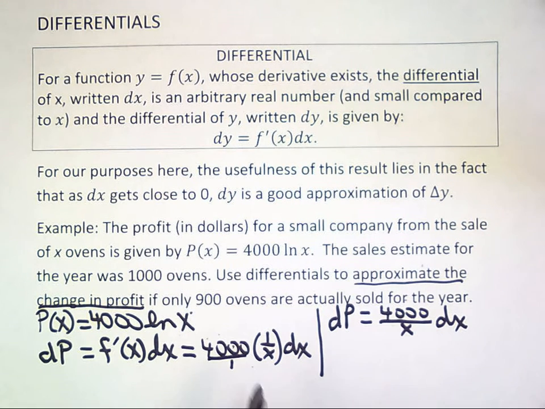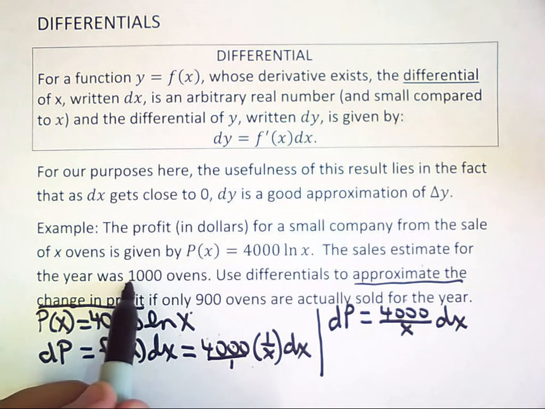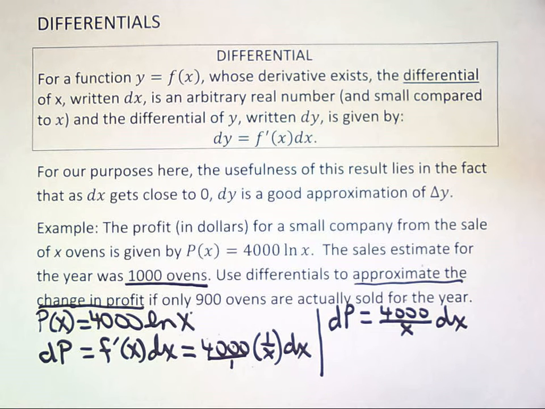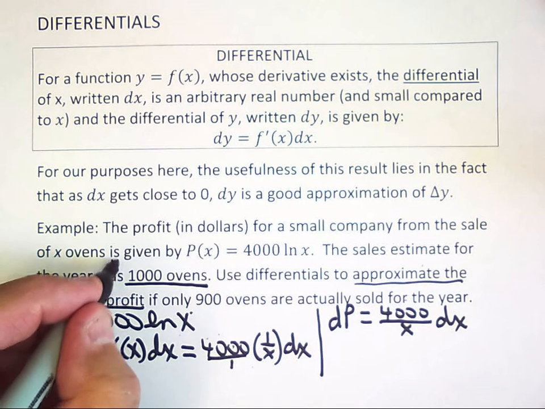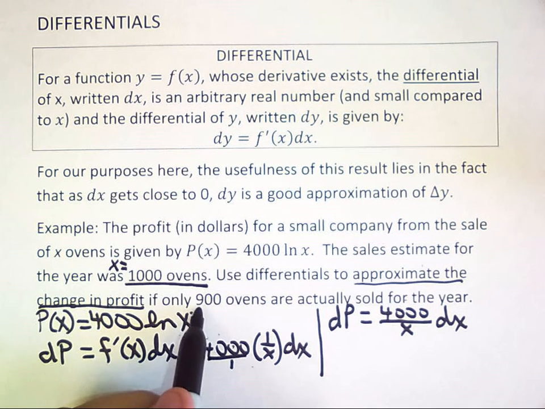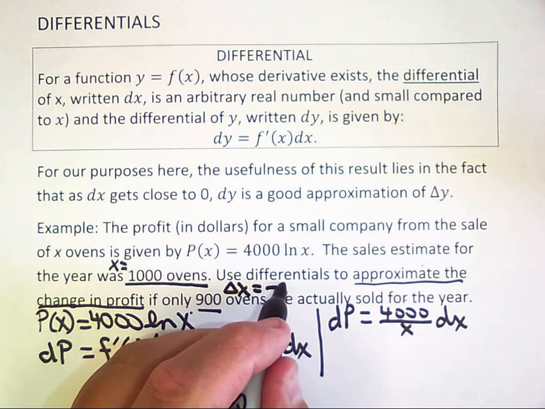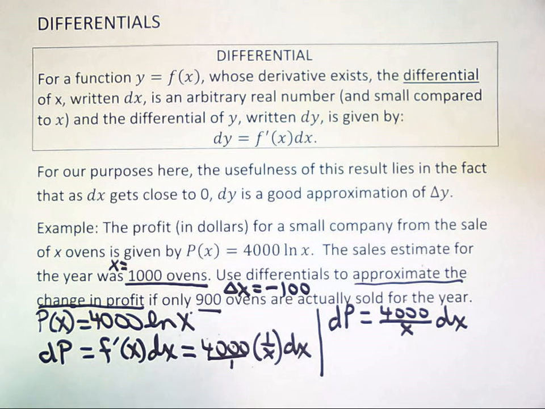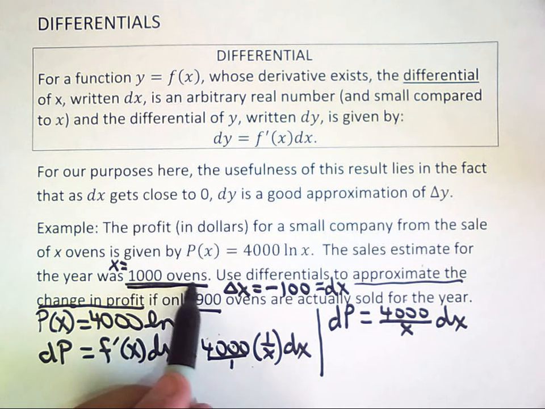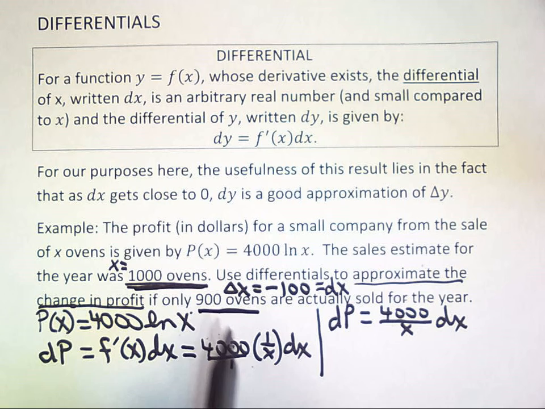Now think about this a minute. They're saying that we were expecting x equal to 1,000 ovens, so that's my value of x. But I actually only got 900. That's a decrease of 100. So what they're telling us there is that delta x is negative 100. And remember, delta x is the same thing as dx. So by saying that we went from what we expected was 1,000 down to 900, they didn't actually tell us delta x, but it's easy to see that that's a decrease of 100, and that negative sign is important.